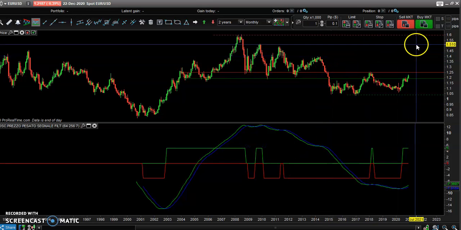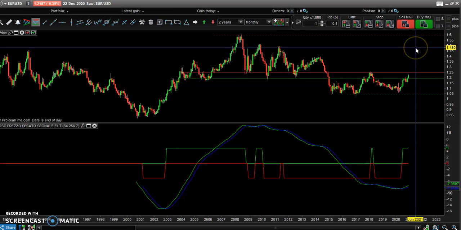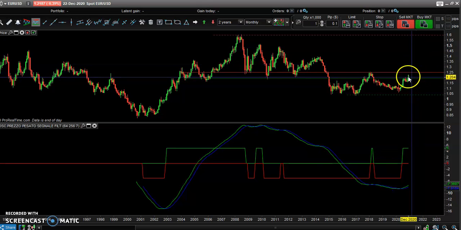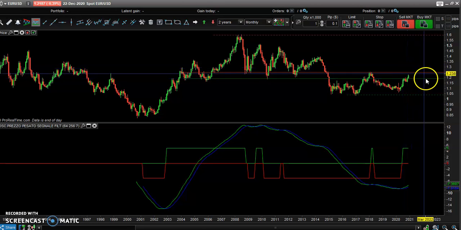Yet for the next months, for the next years, it seems that 1.50 might be the target area for the euro against the US dollar if we overcome 1.25. So 1.25 is the key level that we need to overcome.